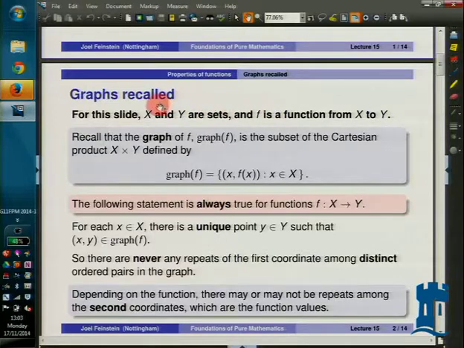So start with, this time, we had sets A and B before. This time we've got sets X and Y, which is perfectly reasonable. And f is now a function from X to Y, rather than from A to B. It doesn't really matter. Okay, so in this case, the graph of the function is going to be a subset of the Cartesian product, X cross Y.